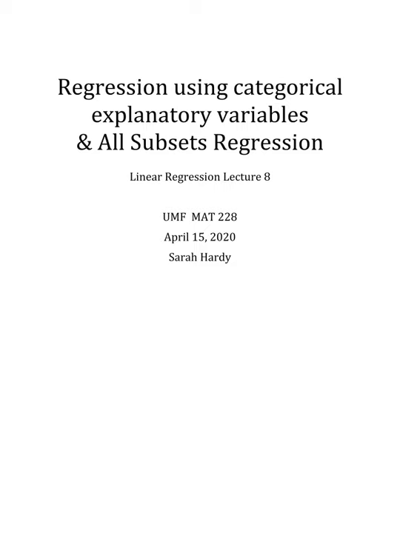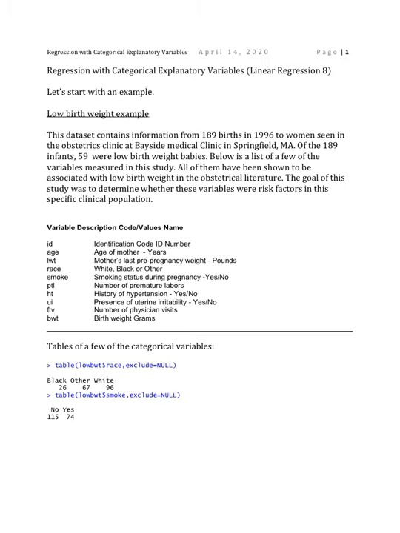This video is the lecture on regression using categorical explanatory variables and all subsets regression, which is a method of variable selection. Let's start by looking at an example, and this comes from some data that was collected from 189 infants in 1996. This data was collected in Massachusetts, and what they were looking at was factors that would be correlated with low birth weight.